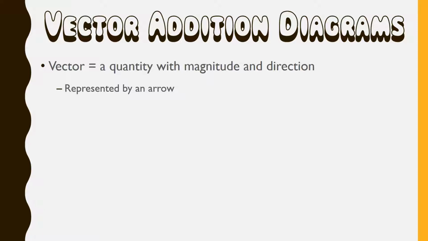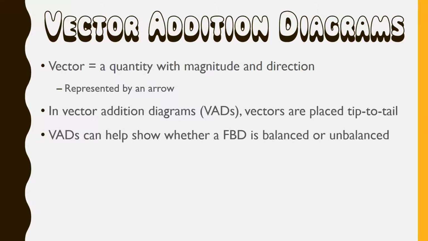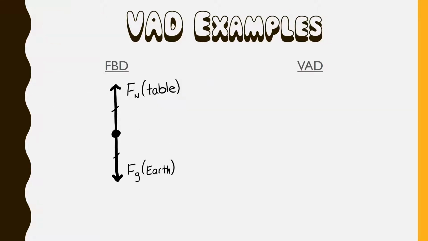Vectors are represented by arrows. So any time in physics where we've drawn arrows in our diagrams, really we're drawing vectors. Arrows have a specific length corresponding with the magnitude of our vector, and they also point in a specific direction. In vector addition diagrams, or VADs for short, vectors are placed tip to tail, as opposed to all of the tails being on the dot as they are in free body diagrams. And as I've already mentioned, vector addition diagrams can help to show whether a free body diagram is balanced or unbalanced. Let's take a look at some examples.